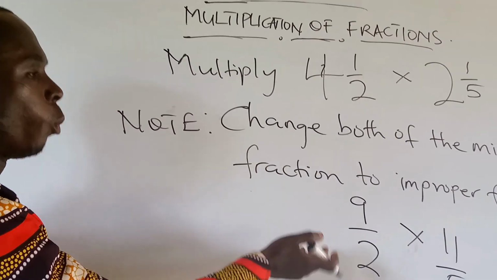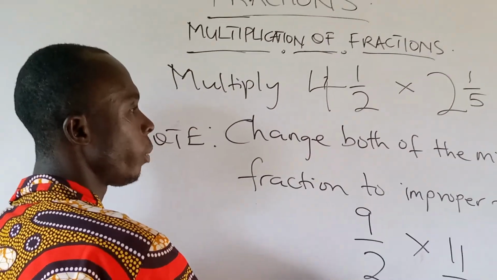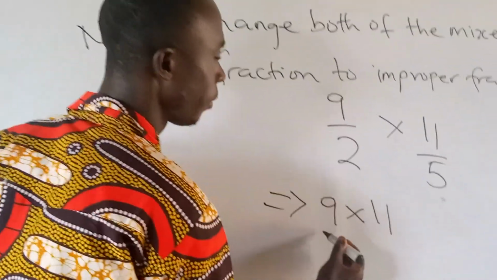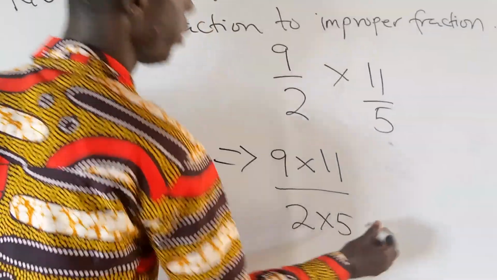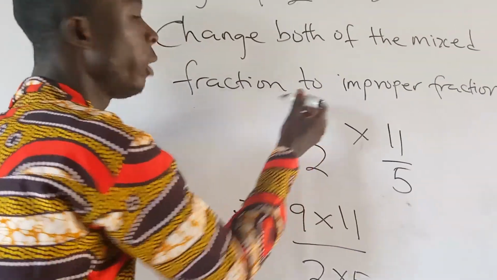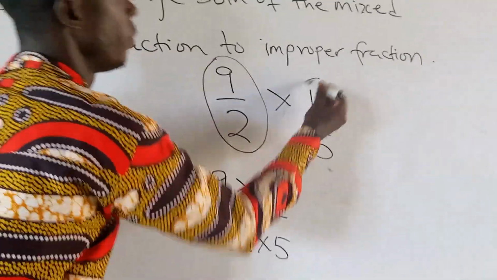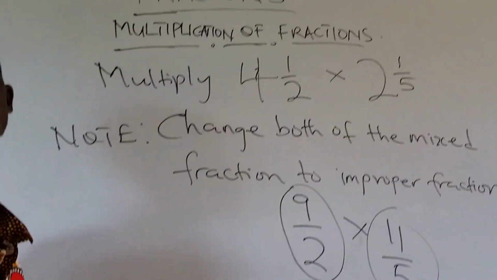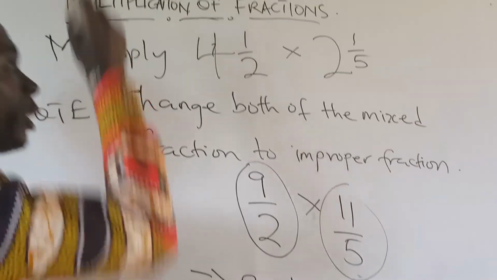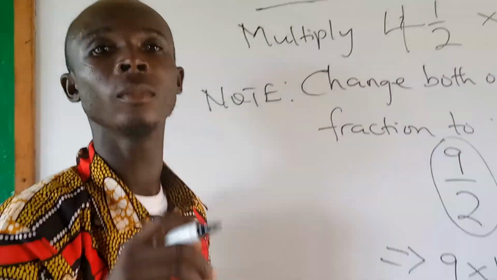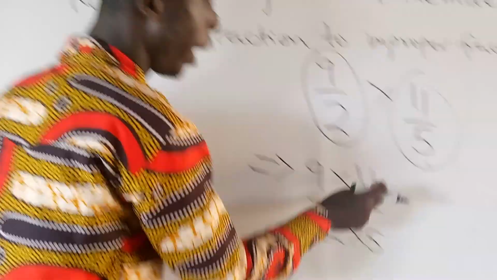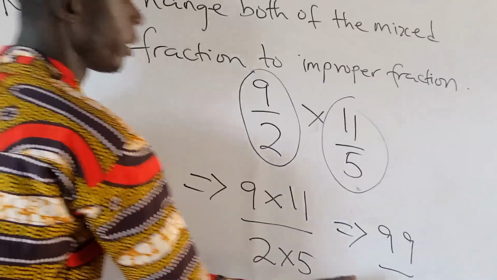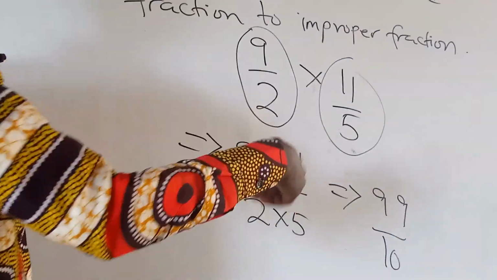We now have this, so you multiply the numerators and you multiply the denominators. So it becomes 9 times 11 over 2 times 5. Instead of giving you the question in this simplest format, 9 over 2 times 11 over 5, they gave all the fractions to you as mixed fractions. So you should know that you should change both mixed fractions to improper fractions. So 9 by 11, we are getting 99 over 2 times 5, we are getting 10. And this is an improper fraction.